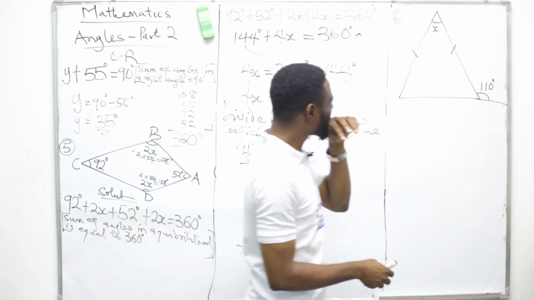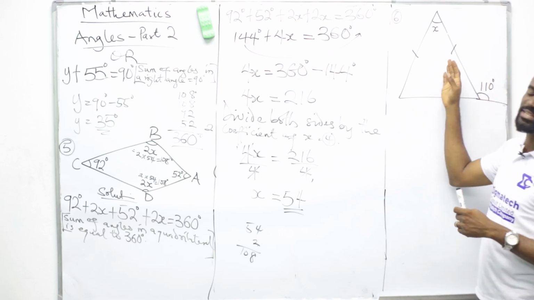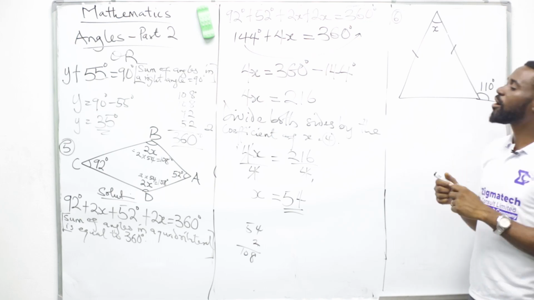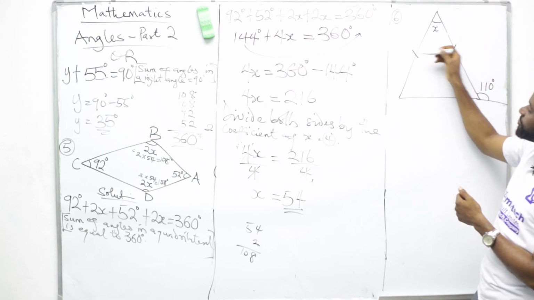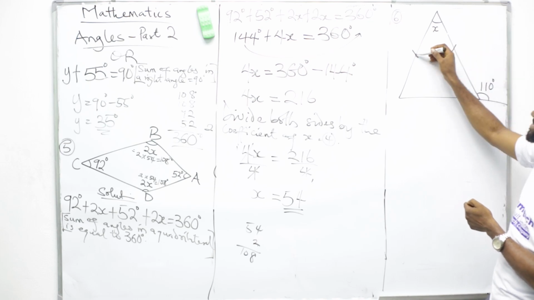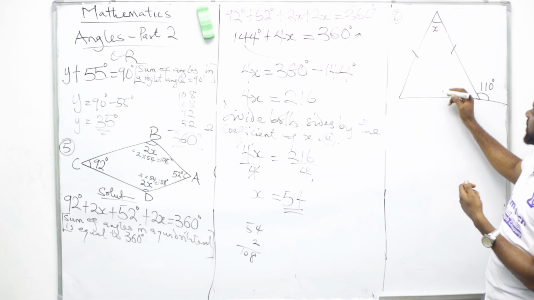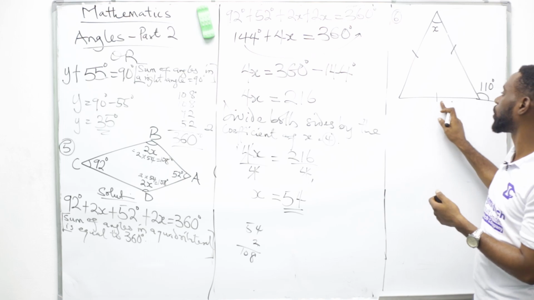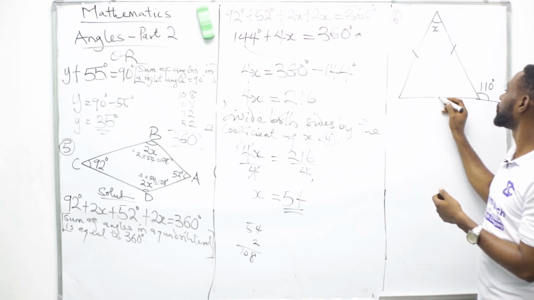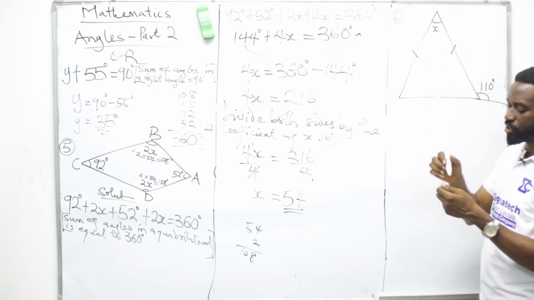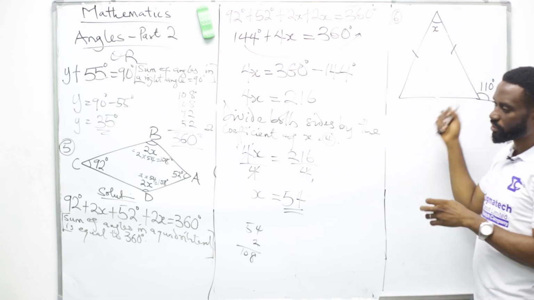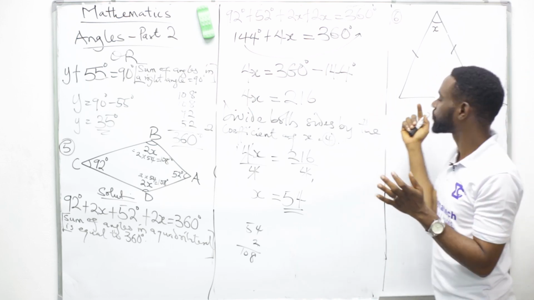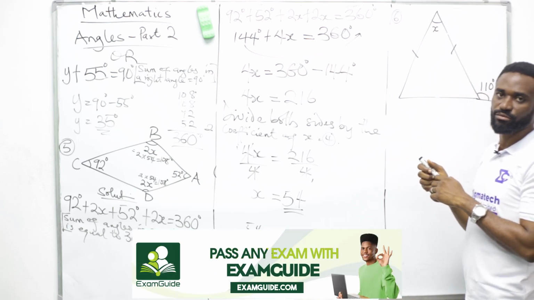Now, look at this. You must identify which triangle this is. For this sign given to you here, it means that this side and this side are equal. If the sign was also here, it means this side and this side and this side are all equal. But since they gave you just this stroke here and here, it means only two sides of this triangle are equal. That says something to you now. What type of triangle is this?